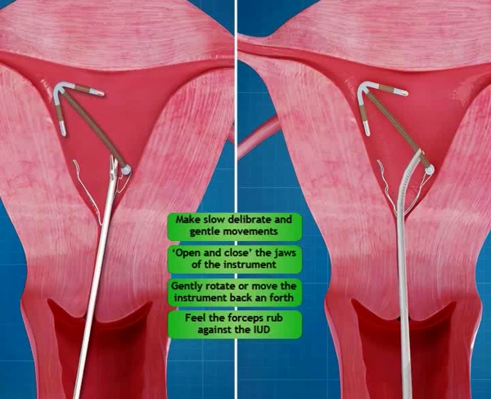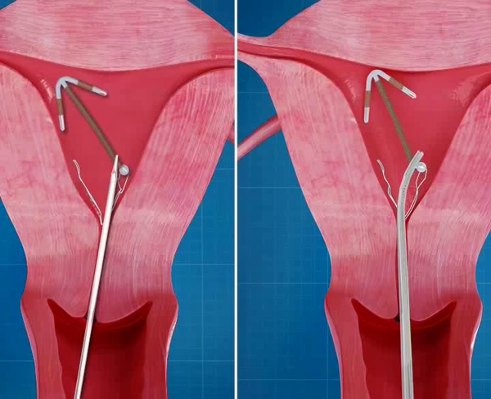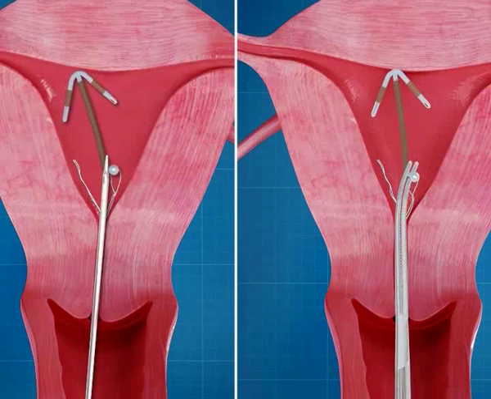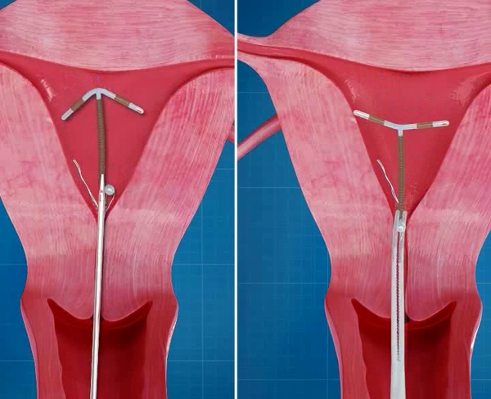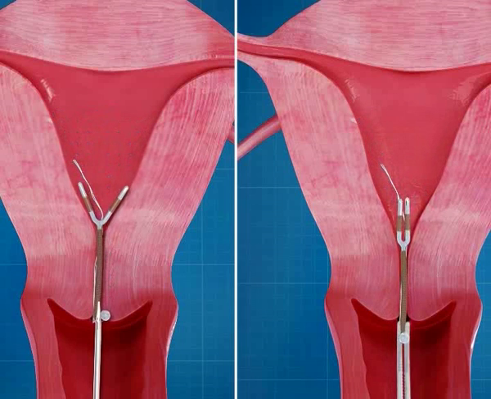If this occurs, then the instrument can be opened and closed while pulling towards the cervix. If resistance is felt and the sense that there is something in the instrument's jaws, then the IUD has likely been grasped and can be removed.